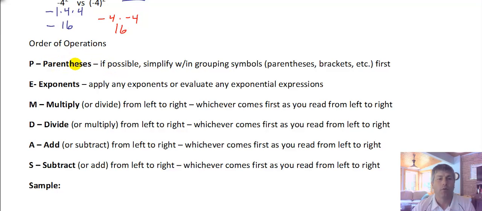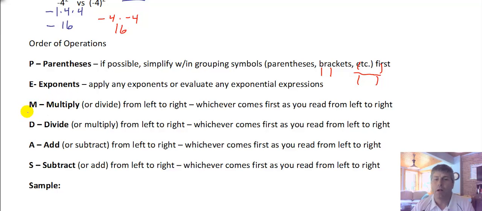So we want to start with parentheses. So if possible, we simplify within grouping symbols: parentheses, brackets. We can even include absolute value bars here, and sometimes even fraction bars. We might simplify the numerator separate from the denominator. The fraction bar is still a grouping symbol. Then second, we would apply any exponents and evaluate any exponential expressions.